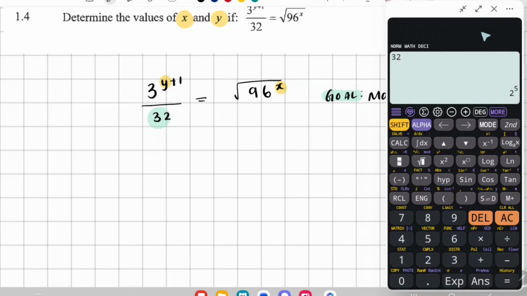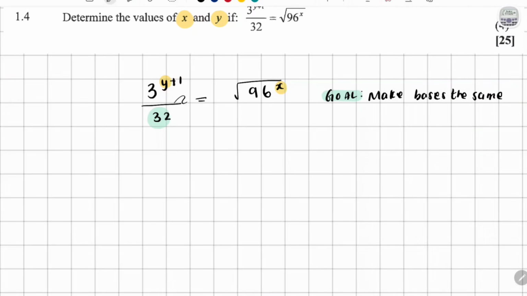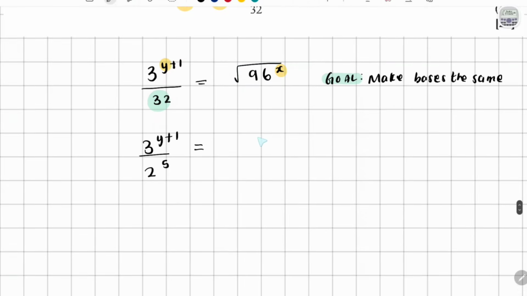So we have 2 to the power of 5, that's 32. So I'm going to rewrite this as 3 to the power of y plus 1 over 2 to the power of 5. I'm trying to put them in exponential form. With this one, I can put the 96 in exponential form, but I feel like the square root is more of a problem right now, so we need to tackle that. So square root of 96 to the power of x. This root is a problem. Let's get rid of it.